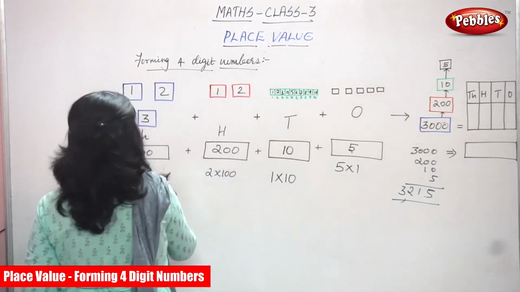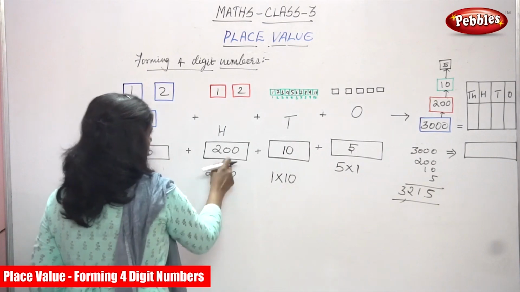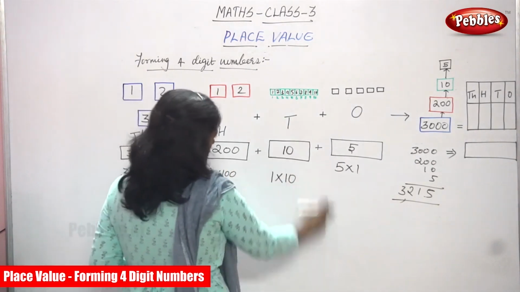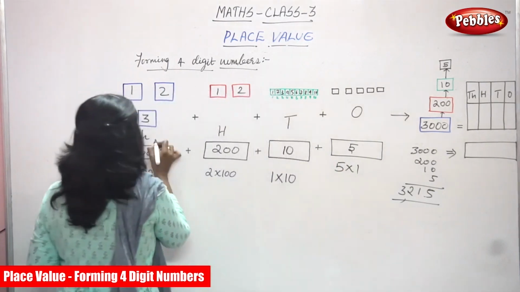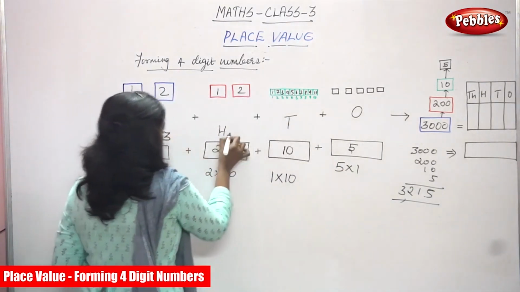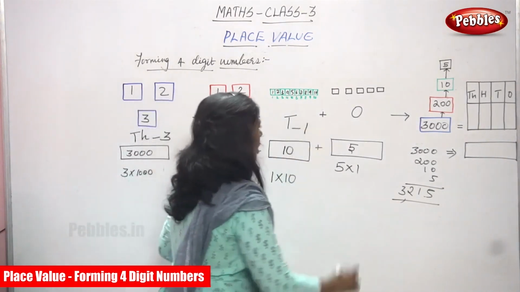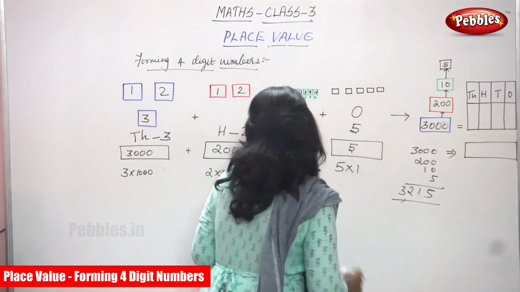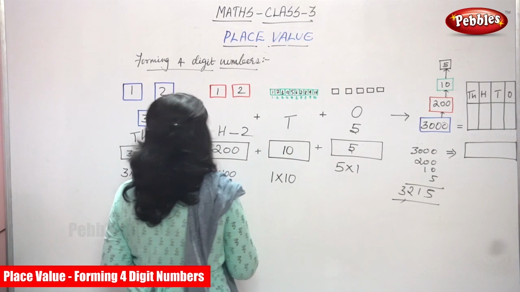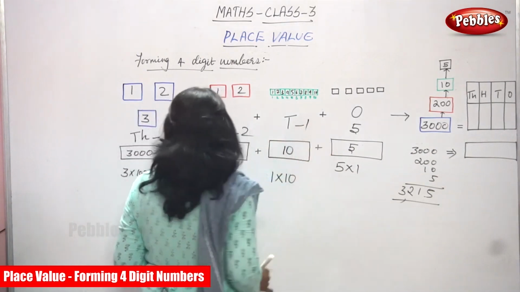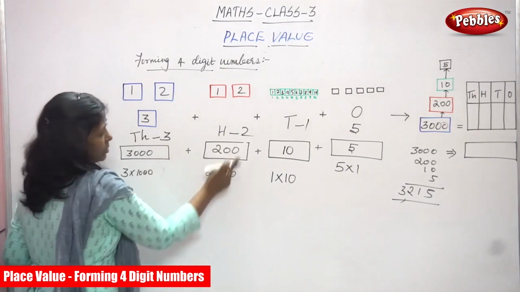How many thousands are here? 3000. How many hundreds? 2 hundreds. How many tens? Only 1 ten. How many ones? 5 ones. You have to write how many thousands? 3 thousands. How many hundreds? 2 hundreds. How many tens? Only 1 ten. And how many ones? 5 ones.